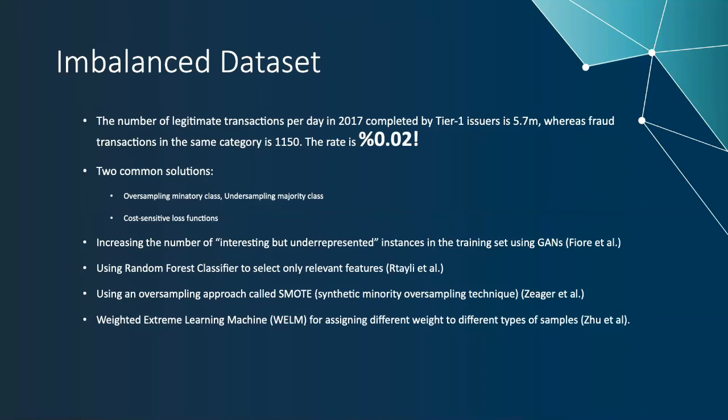And there is an algorithm called SMOTE, the synthetic minority oversampling technique. That is a famous algorithm that uses an oversampling approach. And of course, Zhu et al. use a weighted extreme learning machine for assigning different weights to different types of samples. That could also reduce the imbalanced dataset problem.